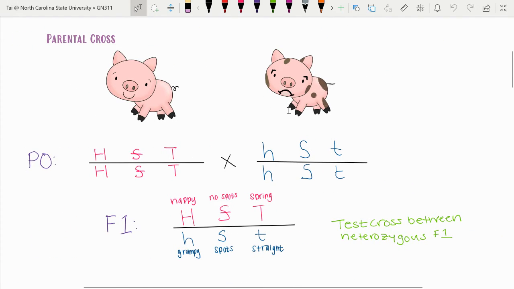The parental cross that produced the first pig that I showed was a cross between two pure breeding homozygous pigs. One of them is happy with no spots and a springtail, and the other is grumpy with spots and a straight tail. This cross will produce the F1 generation, which is our first generation of heterozygous individuals from a homozygous cross. I will use the F1 individuals in a test cross to get the possible gamete types for the F2 progeny.